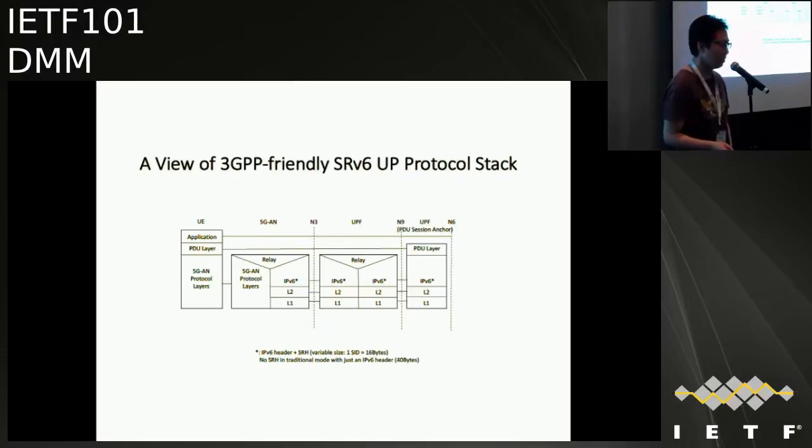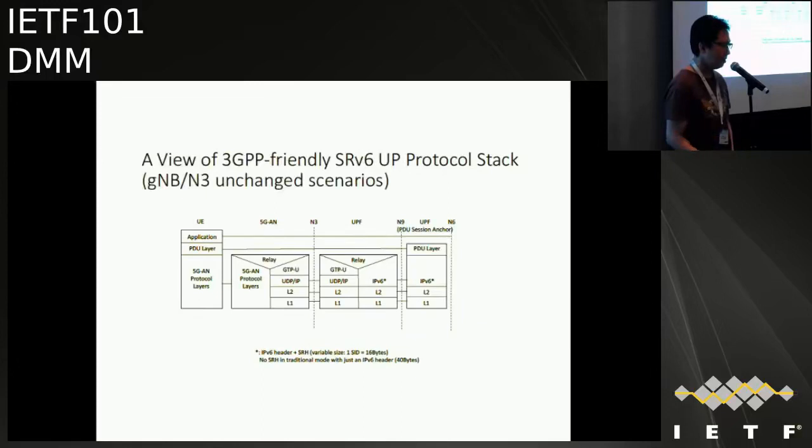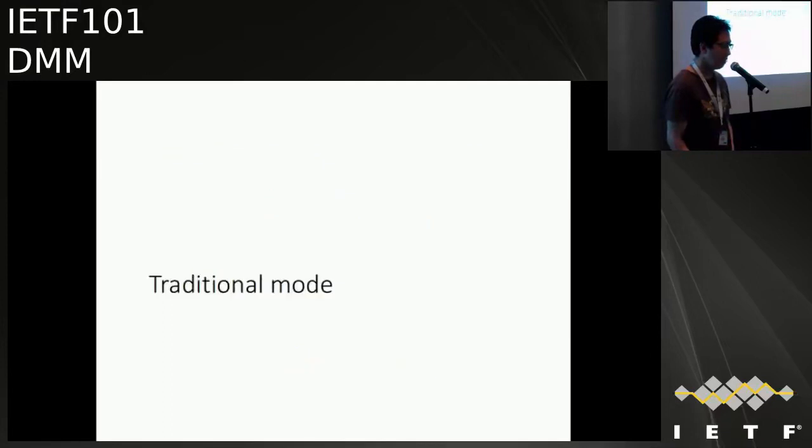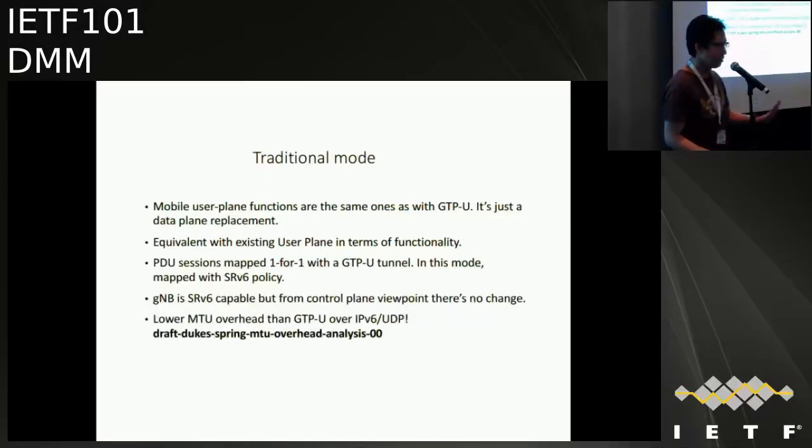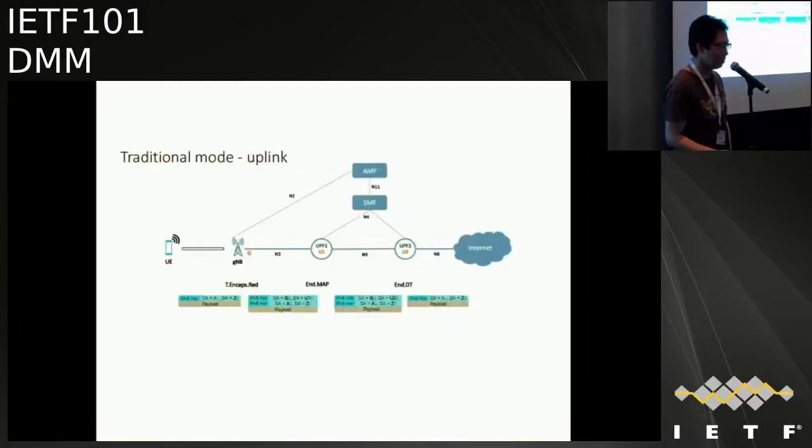That protocol stack picture makes clear which is the SRv6 portion on the user plane side. We also cover the case which doesn't change the gNodeB, eNodeB implementation and the N3 interface, as it is. So we have a very accurate slide for each deployment scenario mode. This is the traditional mode.